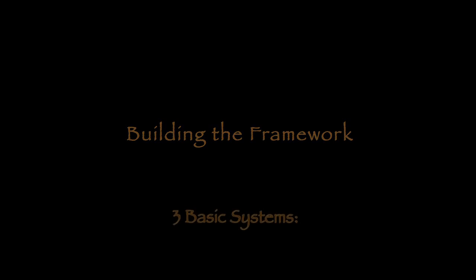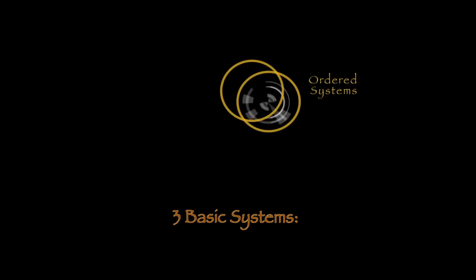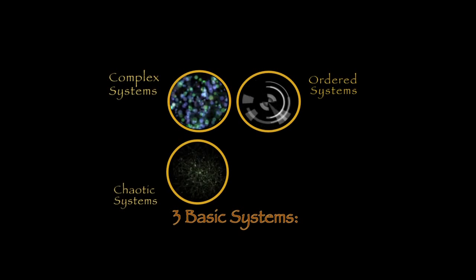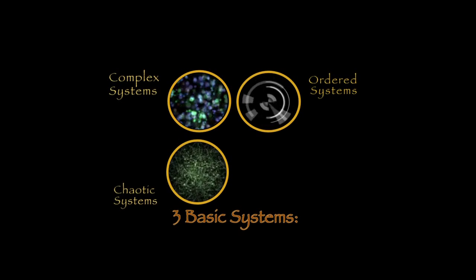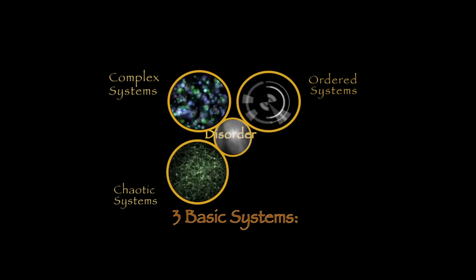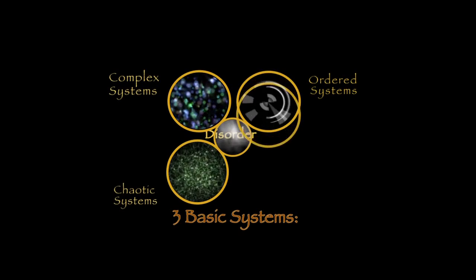We take the three basic systems here: ordered systems, complex systems, chaotic systems. We create a new category called disorder, and we divide order into two: simple and complicated.